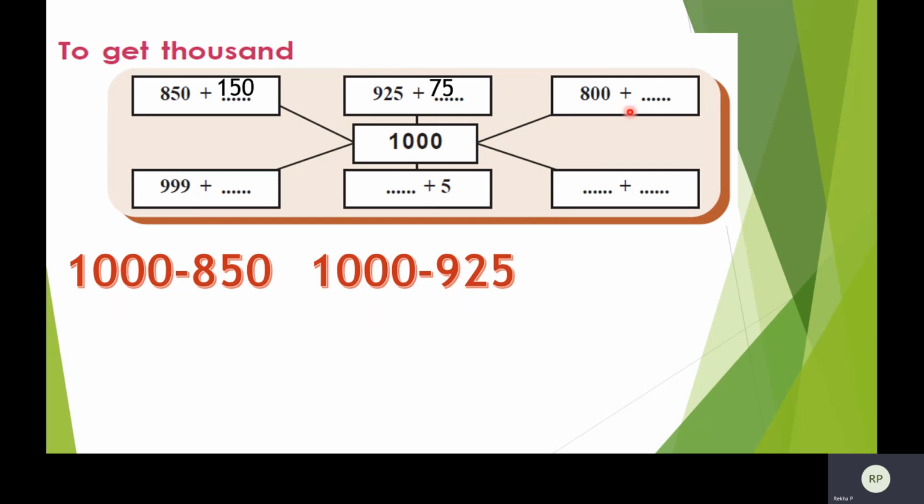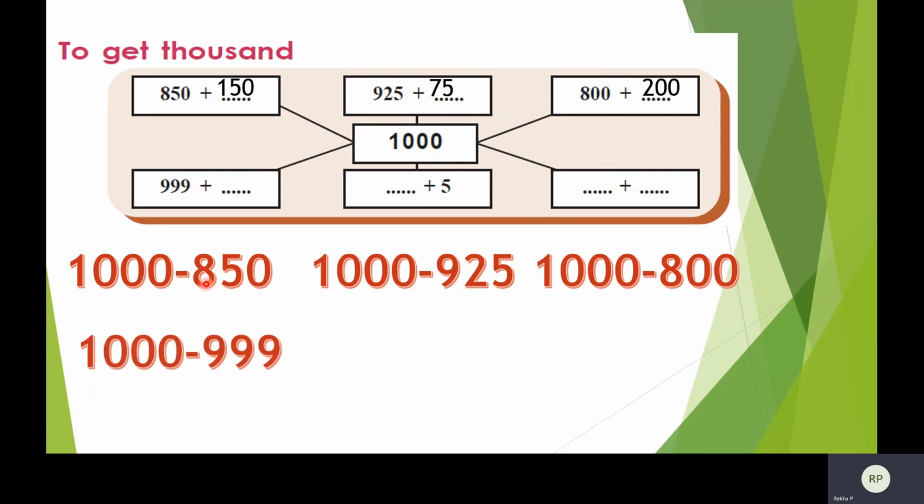So the next one is 800 plus, and you have to fill in this value. What you have to do is find out 1000 minus 800. So 1000 minus 800 will give you 200. So 800 plus 200 is equal to 1000. Now you have to find for 999. What do you have to add to 999 to make 1000? You have to find out 1000 minus 999. So you will get the answer as 1.